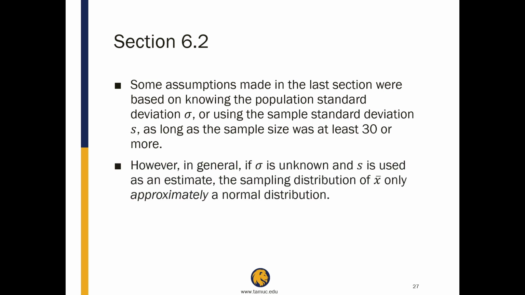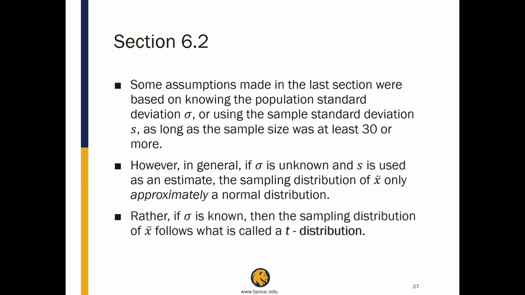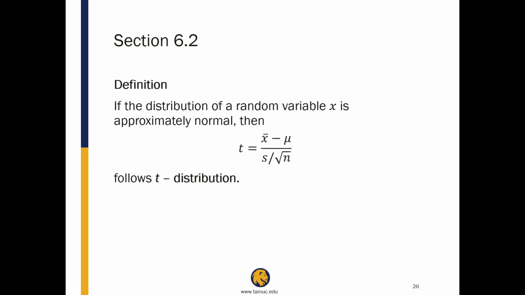However, in general, if sigma is unknown and s is used as an estimate, the sampling distribution of x bar only approximates a normal distribution. It's not going to be exactly a normal distribution. We're not going to exactly be able to use z-scores. Rather, the sampling distribution of x bar follows what's called a t-distribution. The x bar again was the sample mean. So rather than the normal distribution, we're going to work in what's now going to be called the t-distribution.